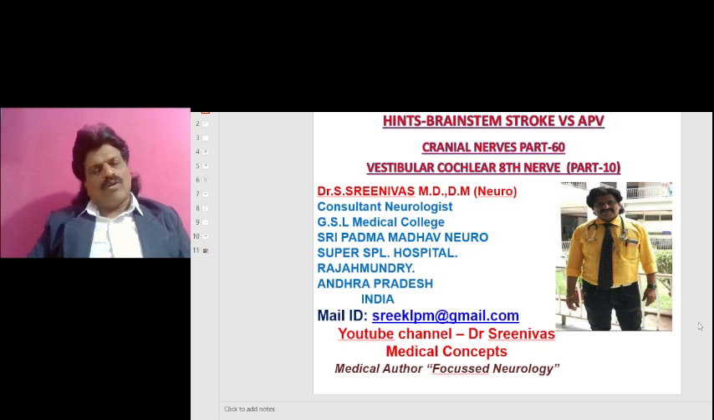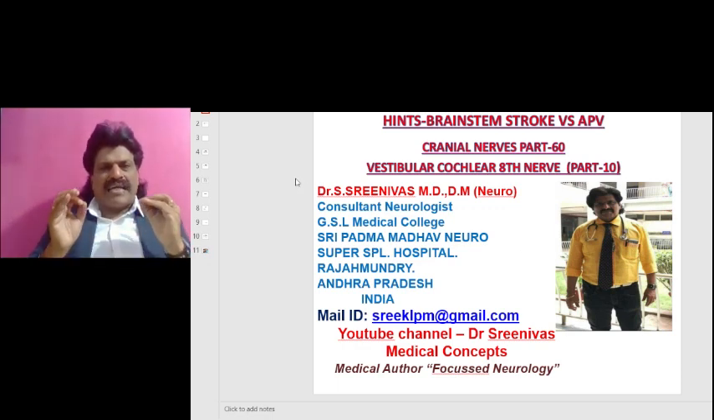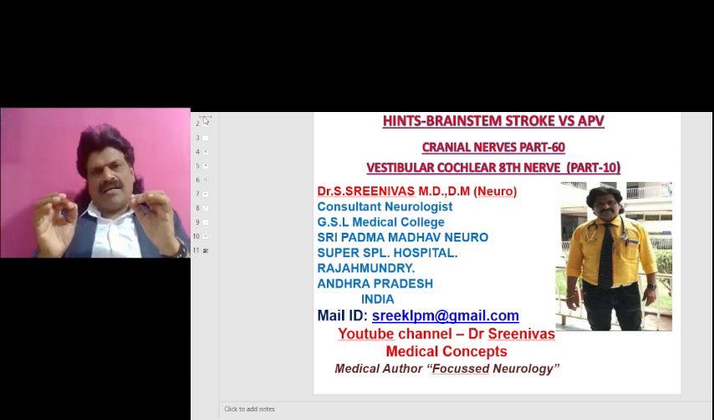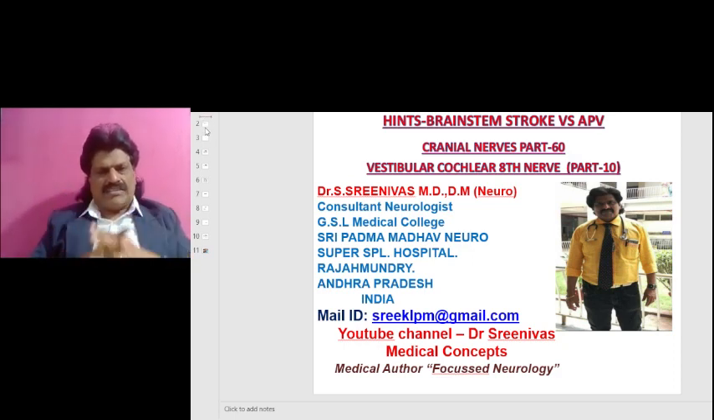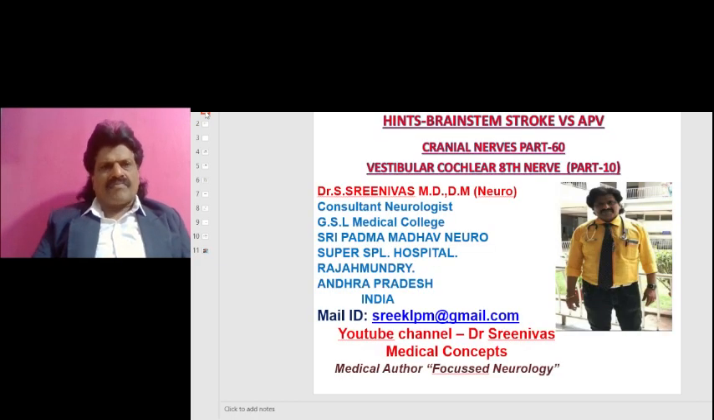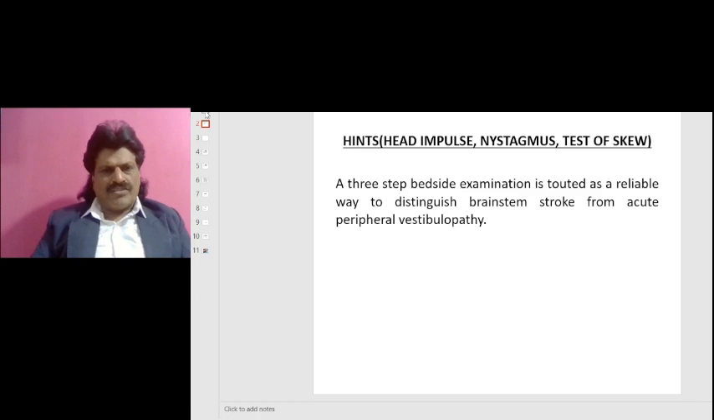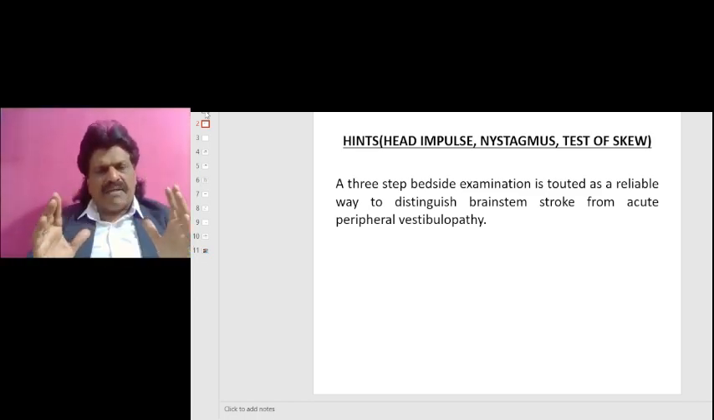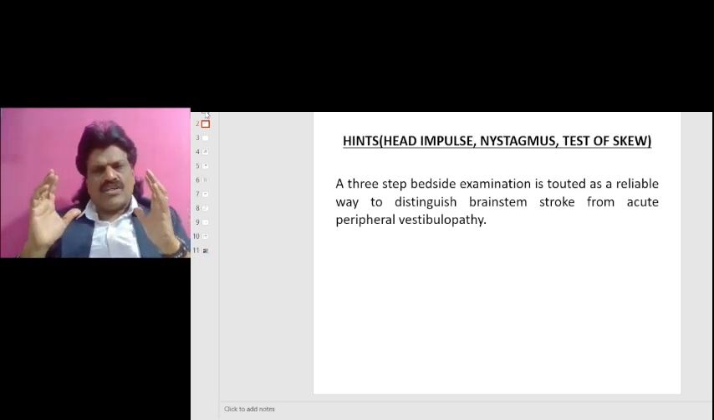3klpm@gmail.com. Today we are going to talk about a very fascinating topic, HINTS, to differentiate brainstem stroke versus APV, acute peripheral vestibular disease. HINTS. But what is HINTS? Head impulse test, nystagmus, and test for skew. It is the cranial nerves part 60, vestibular cochlear 8th nerve part 10. So we'll be talking about HINTS. What is HINTS? HINTS is head impulse, nystagmus, and test of skew.